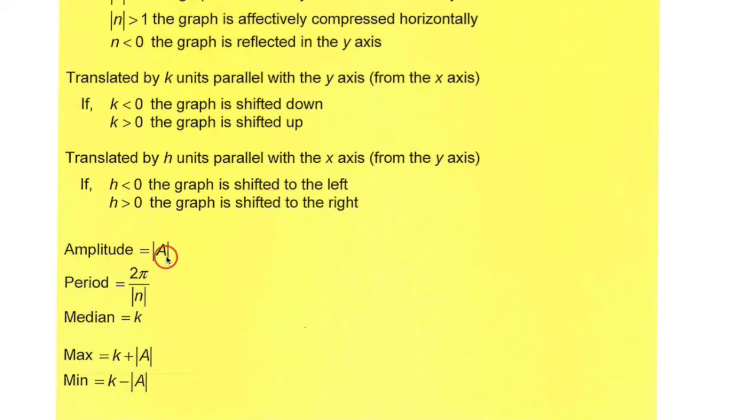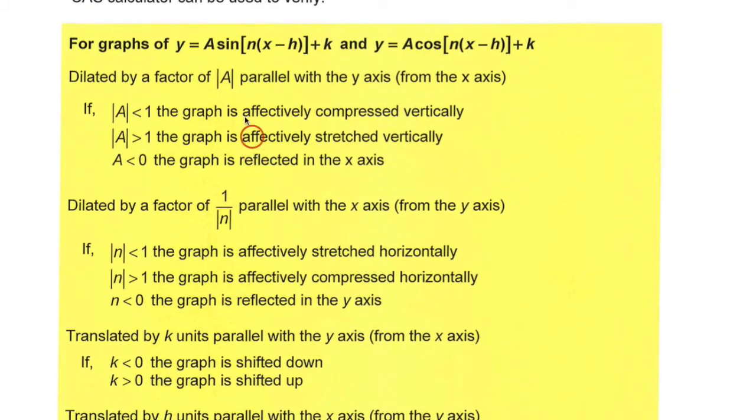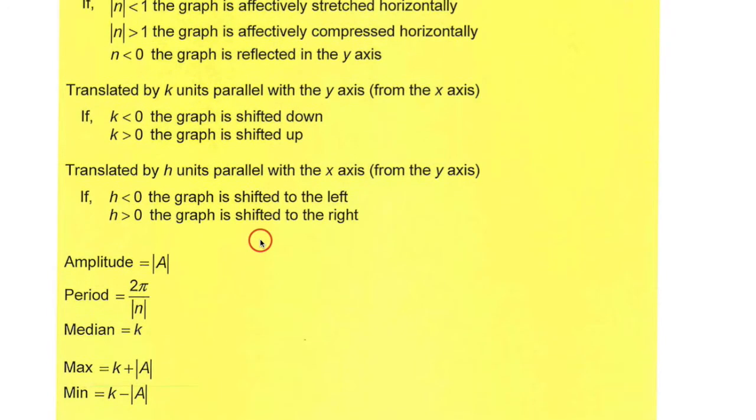The amplitude is simply equal to the magnitude of A, that value in front of the entire sine or cosine function, so this value here. The period is 2 pi on the magnitude of n, so that tells us how long it takes to complete one full cycle.